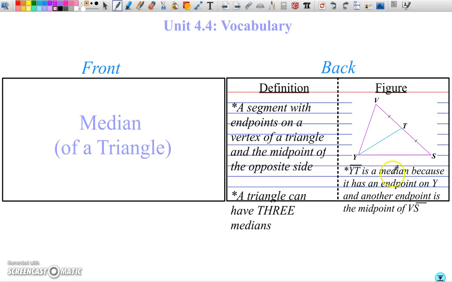So I have here that YT is a median because its endpoint is on Y, and the other endpoint is the midpoint of VS. And this should actually be in the middle. It kind of got shifted. Sorry about that. And we know that it's in the midpoint because of these lines right here showing us that those are congruent segments.